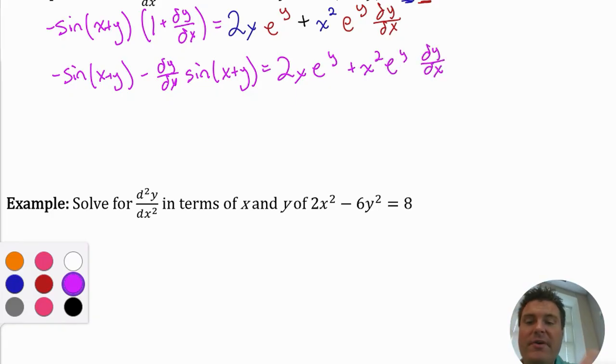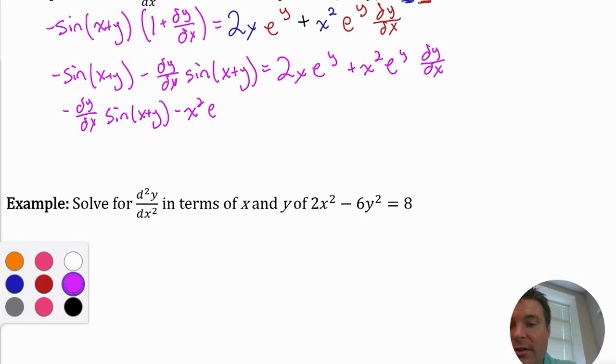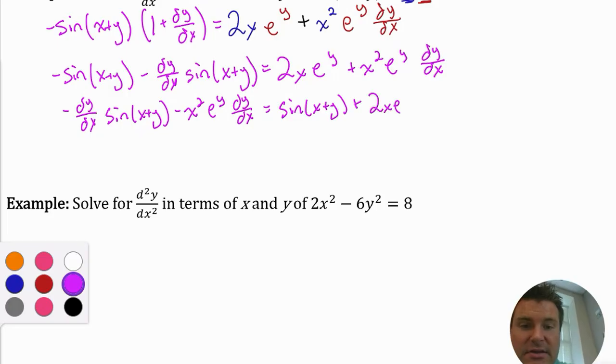Now I'm going to move all of my non-dy/dx terms to the right and all my dy/dx terms to the left. So I am going to keep this negative dy/dx times sine of (x plus y). On the left, I'm going to subtract out this x squared e to the y dy/dx. And then I'm going to add over that sine, so I get sine of (x plus y) plus 2x e to the y. Now I have my dy/dx on one side, so I'm just going to take out a GCF of dy/dx.